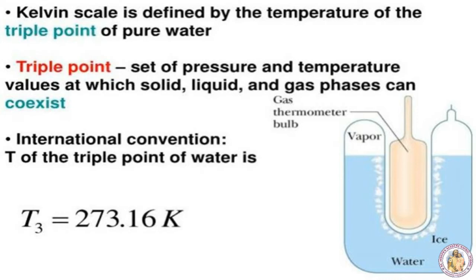So the international convention is that the temperature T of the triple point of water is T3. Why? Because there are three states: solid, liquid and gas. So T3 is equal to 273.16 Kelvin. Always the Kelvin symbol should be in caps.